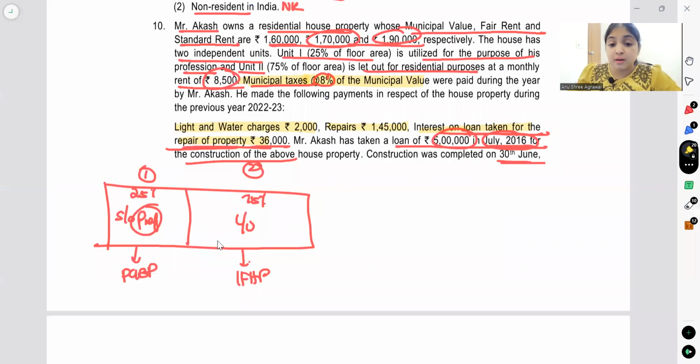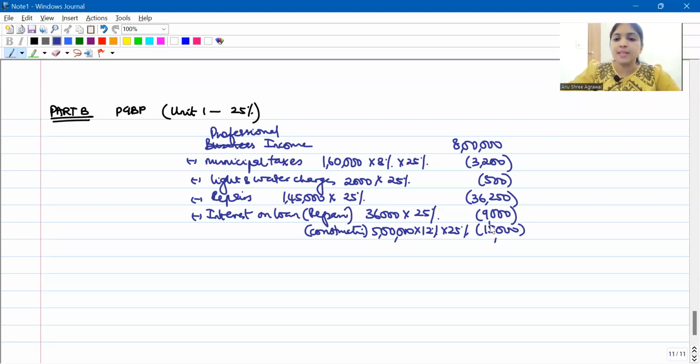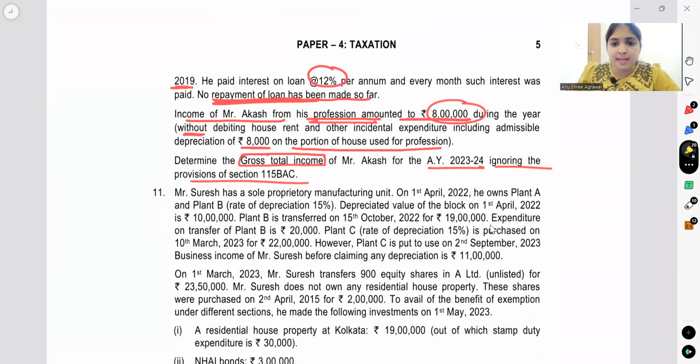Then we have another loan of 5 lakhs taken for the construction of the property, and if you remember, that loan was not repaid until now. So interest on loan taken for construction, 5 lakhs is the amount of the loan. It carries 12% interest, and I'm going to consider only 25% of that interest, and that's going to be 15,000. Got it till here? Any other expense, guys?